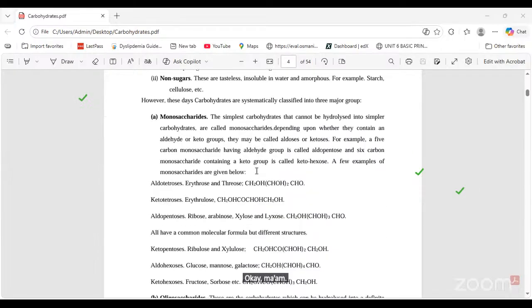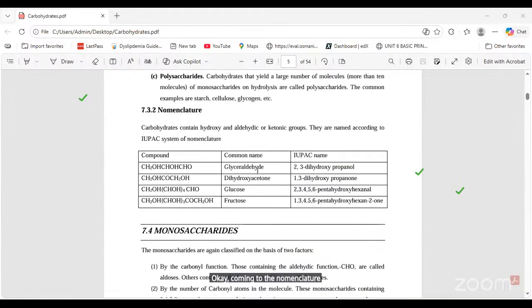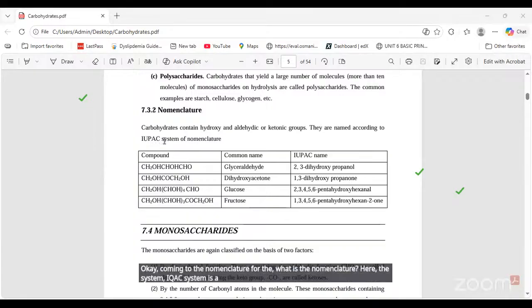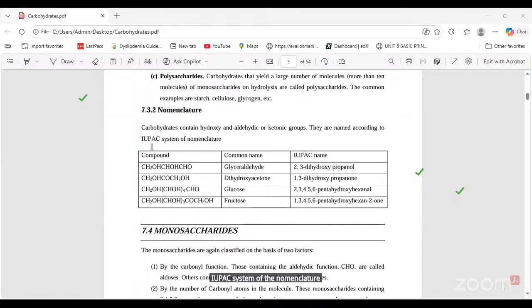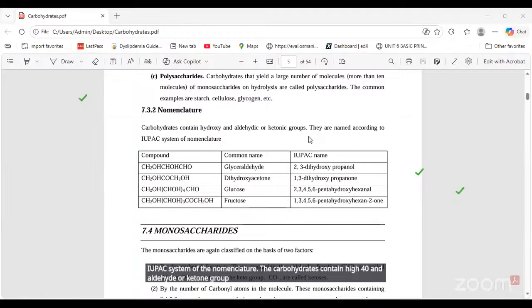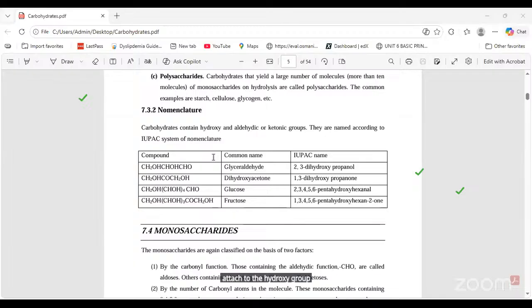Okay, coming to the nomenclature. What is the nomenclature? Here, many systems are there, such as the IUPAC system, the IUCN system. Here also, in the IUPAC system of nomenclature, the carbohydrates contain hydroxy and aldehyde or ketone groups. Whether an aldehyde group or a ketone group, it is attached to the hydroxy group. They are named according to the IUPAC system.